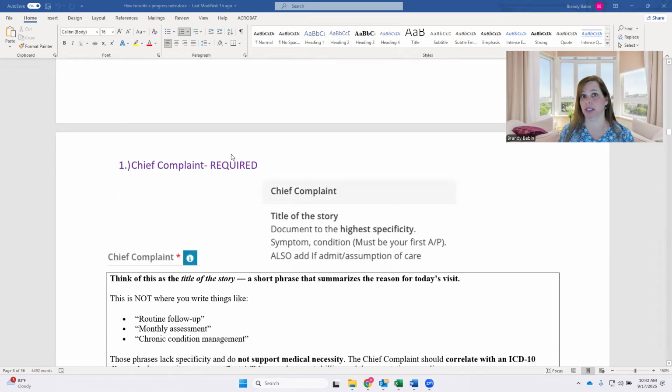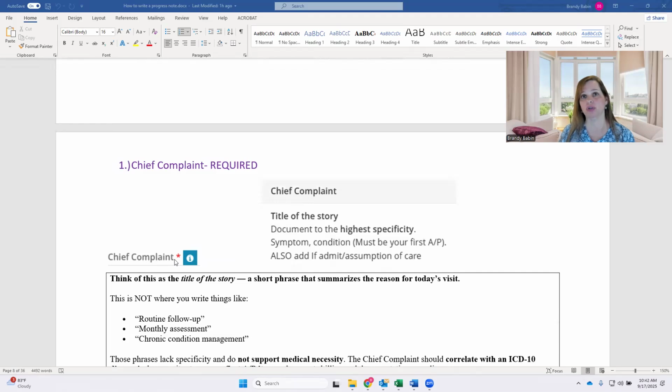So the chief complaint is required. If you come in here, your title will be chief complaint. So there's no need in your box to write CC. It's already going to have a header to it. Now you can see by the red asterisk that it's required. So you need to have that filled out.